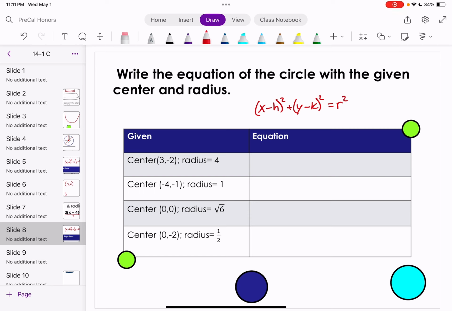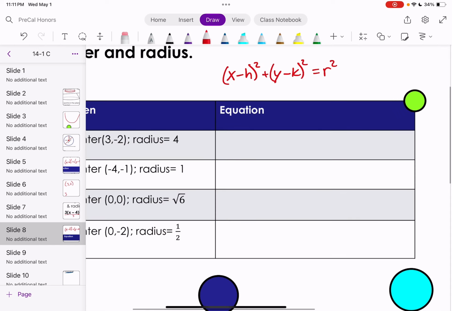Remember, our center is the h and k, which means that for this first problem, we are looking at x minus 3 squared plus y minus a negative 2. Now, when we minus a negative 2, keep in mind this would turn into a positive 2 squared is equal to our radius squared. So 4 squared would be 16. That right there would be our equation for this first problem.